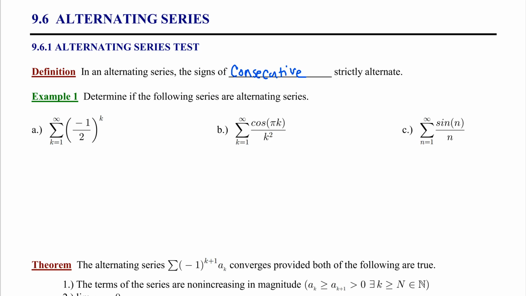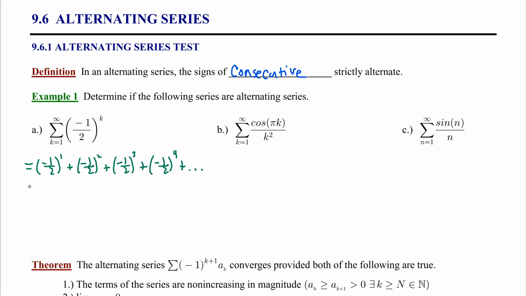An easy way to determine if this is an alternating series is just to generate the first several terms of the series. So if k is equal to 1, we have negative 1/2 to the first power. For k equals 2, we have negative 1/2 squared. K equals 3, negative 1/2 cubed. And then k equals 4, negative 1/2 to the fourth. So that's enough of the terms to make our conclusion here.